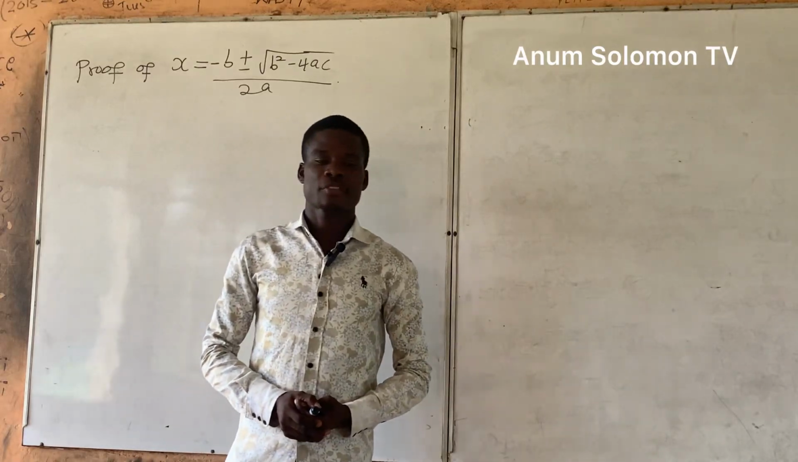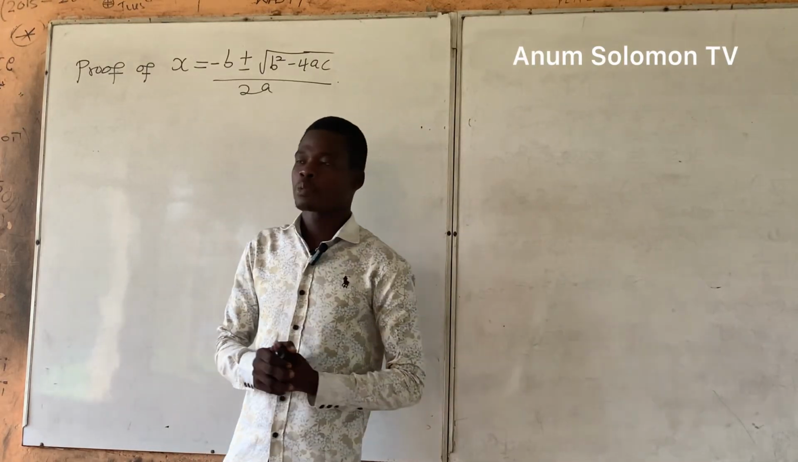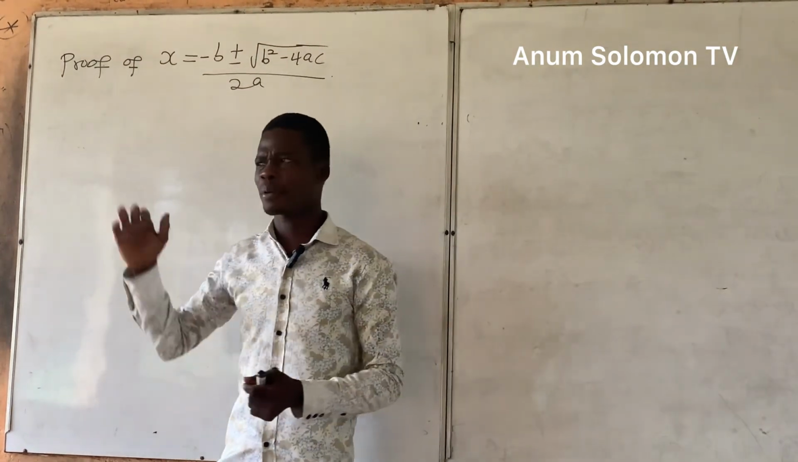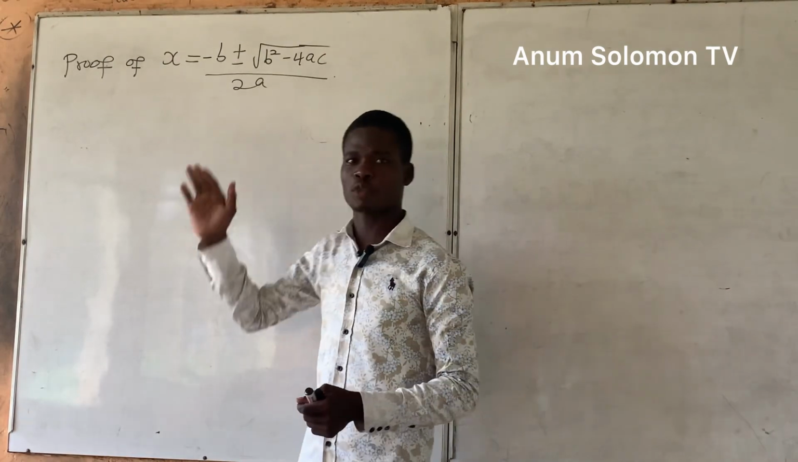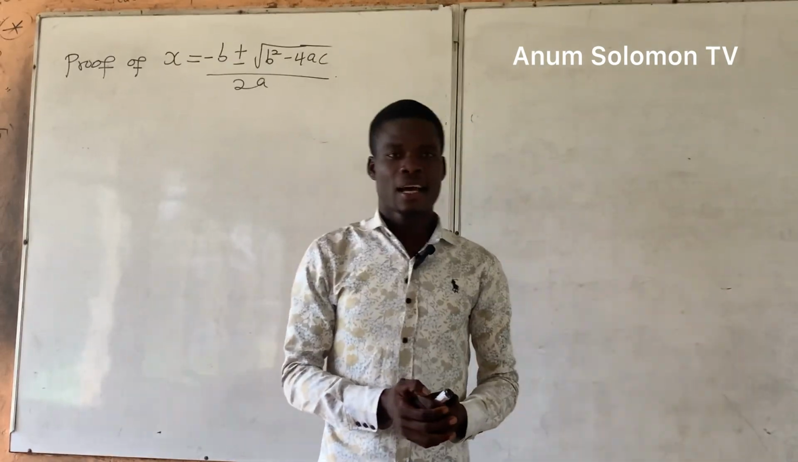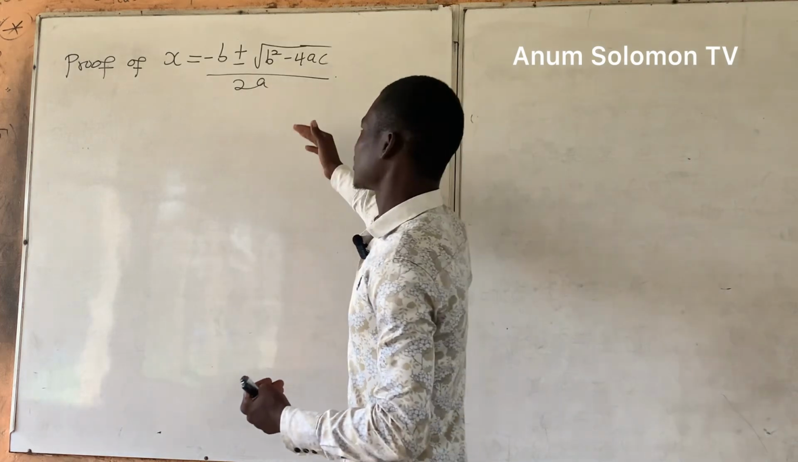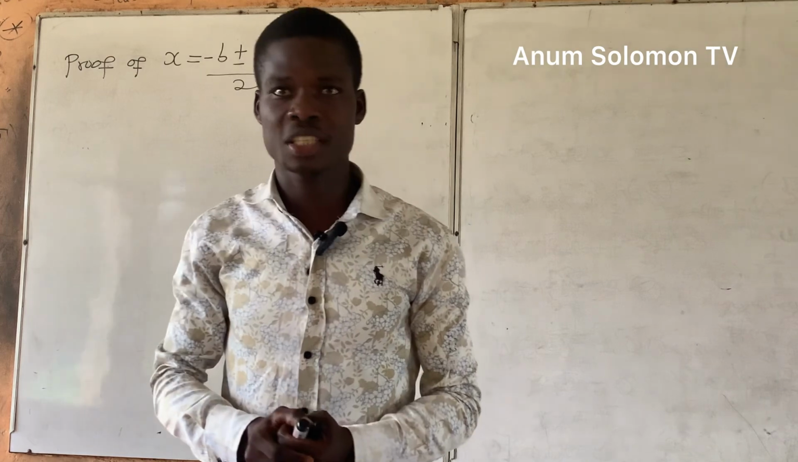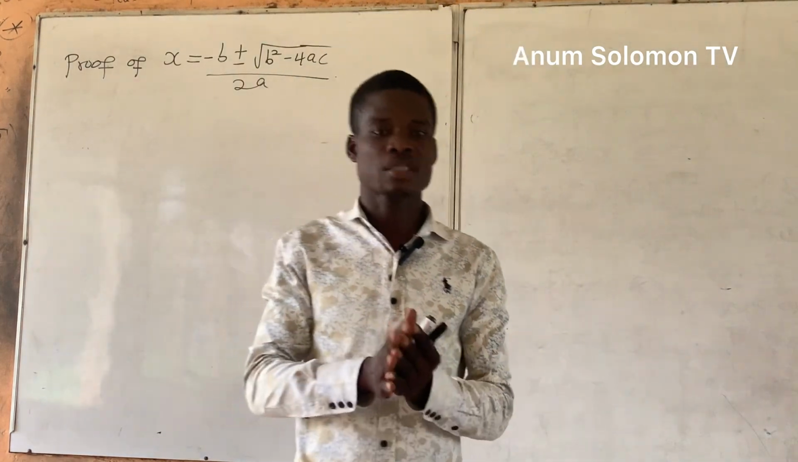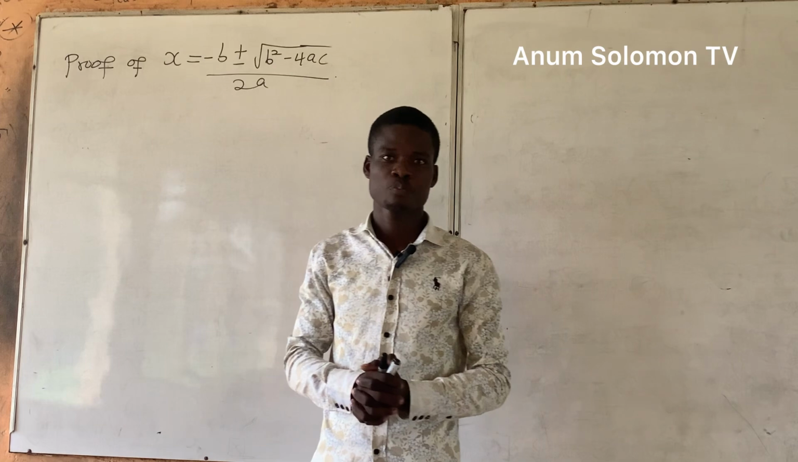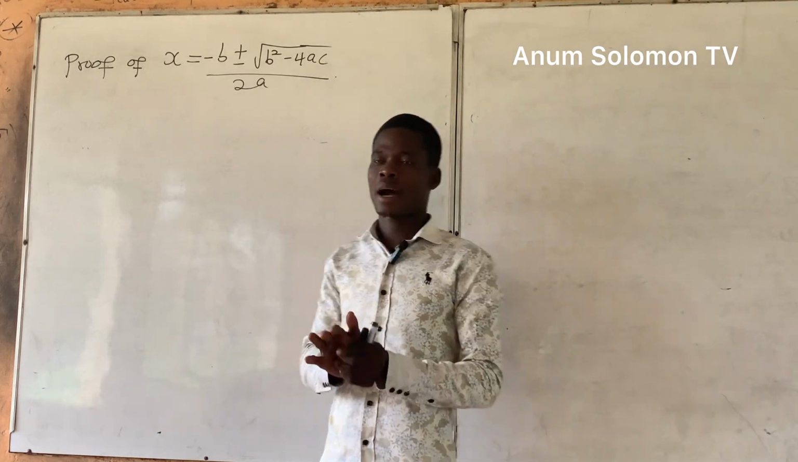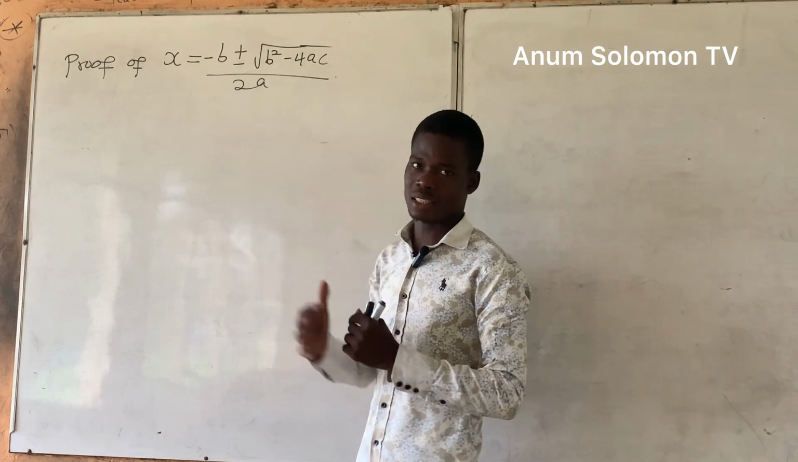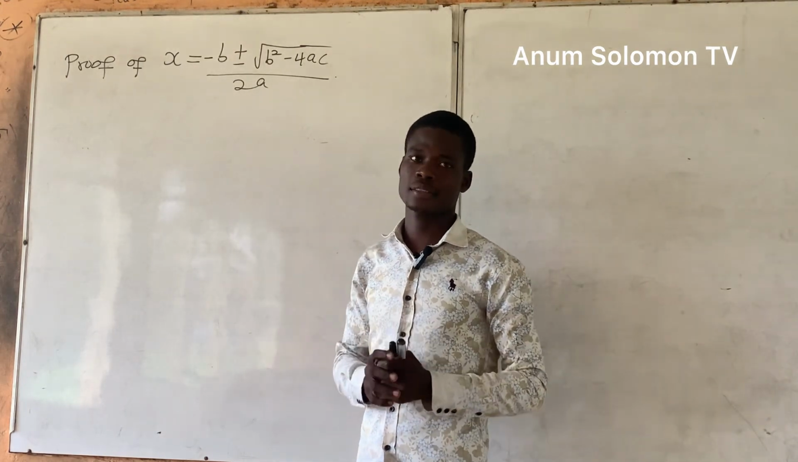So by the end of this lesson, you should be able to know how to prove this formula. Some students call it the almighty formula, and it is a formula we get from the general quadratic equation, which is ax squared plus bx plus c equal to 0. So today, by the end, you should be able to prove it yourself and feel it.